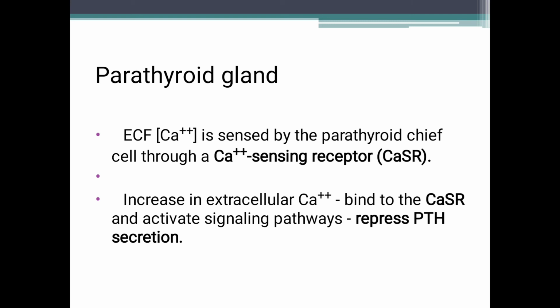What is the major stimulus for PTH secretion? The major stimulus for PTH secretion is the calcium level. When the calcium level is low, the parathyroid hormone will be secreted. When the calcium level is high, the parathyroid hormone secretion will be decreased.